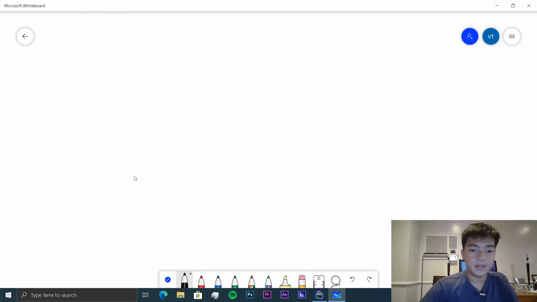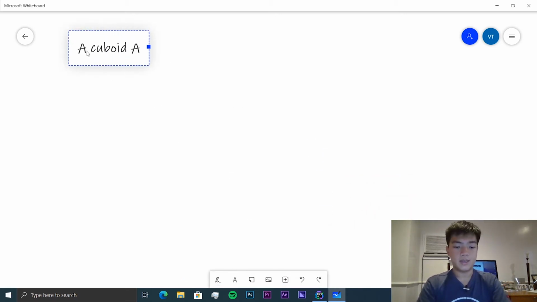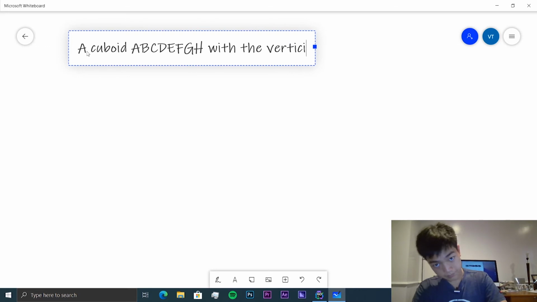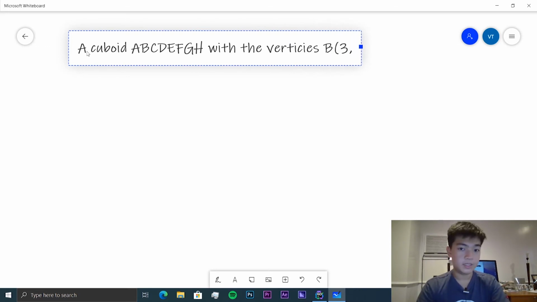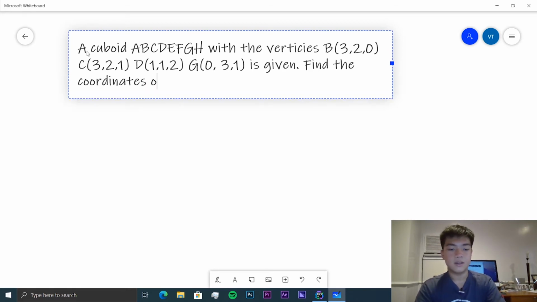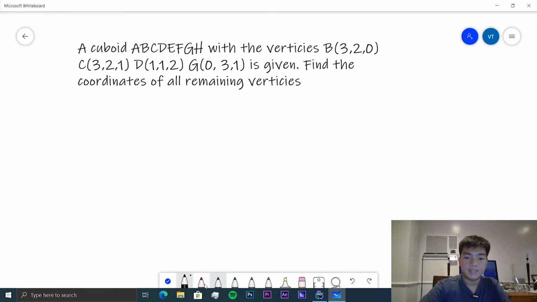A cuboid A, B, C, D, E, F, G, H with the vertices B is equal to (3, 2, 0), C is equal to (3, 2, 1), D is equal to (1, 1, 2), and G is equal to (0, 3, 1) is given. Find the coordinates of all remaining vertices. And so this looks like quite a tricky problem, but it's not.